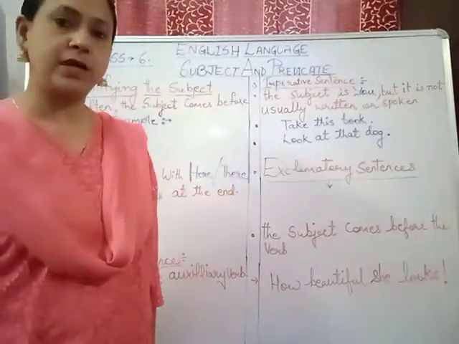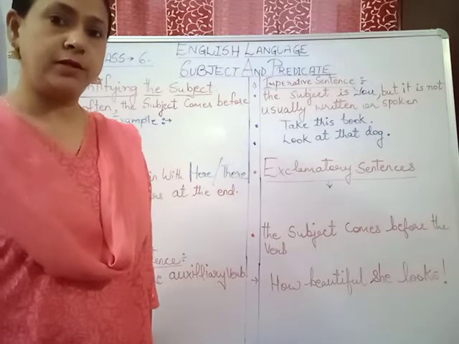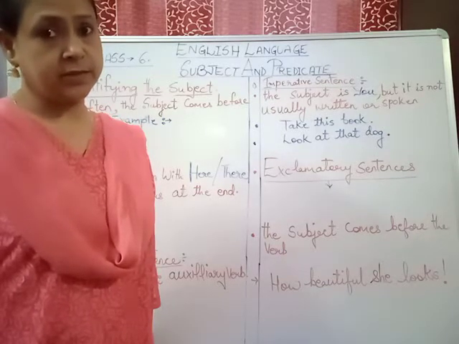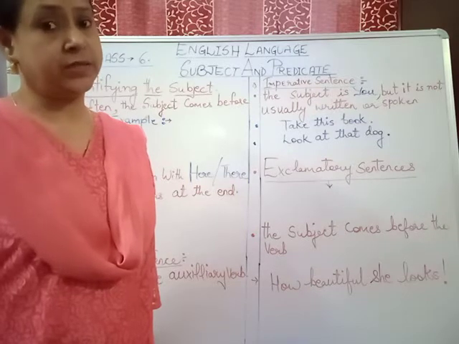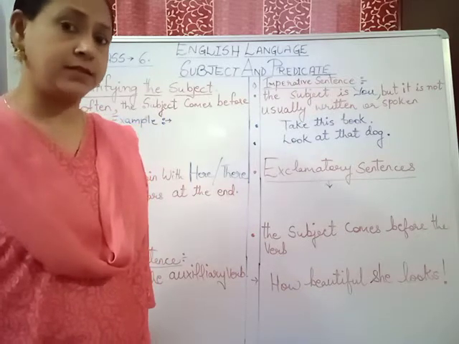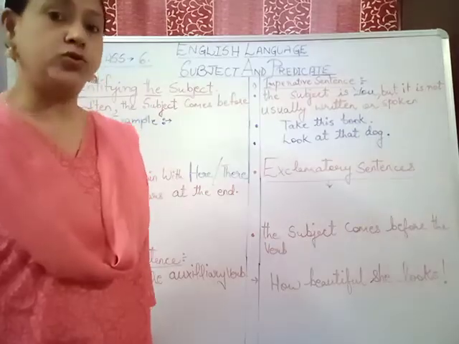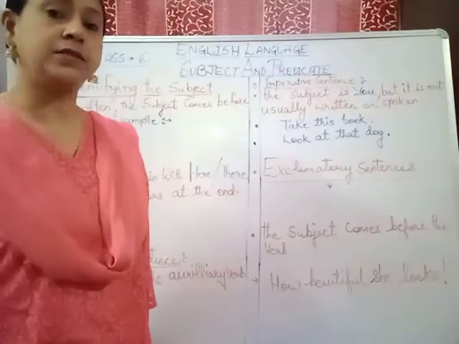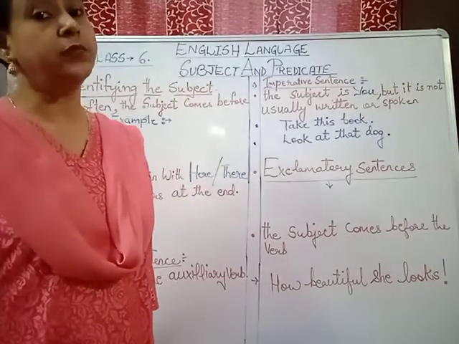Today, in our English language class of class 6, we are going to take the topic subject and predicate. In our previous class, we understood what subject and predicate are. A sentence is a group of words that makes complete sense. When we divide a sentence into two parts, one is the subject and the other is the predicate.